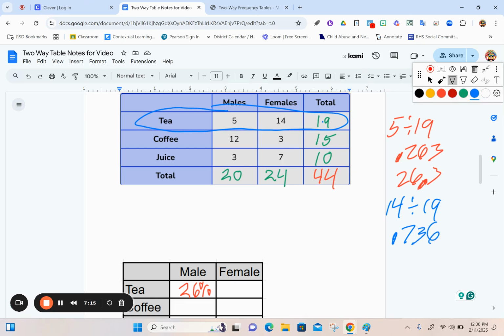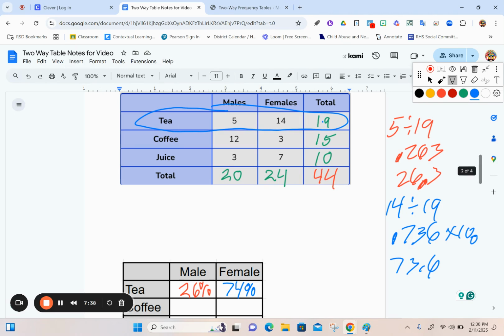Dyslexia kicking in there. 736 times 100. That's 73.6. So that goes up to 74%. So now do coffee and juice. 12 divided by 15 times 100. 3 divided by 15 times 100.